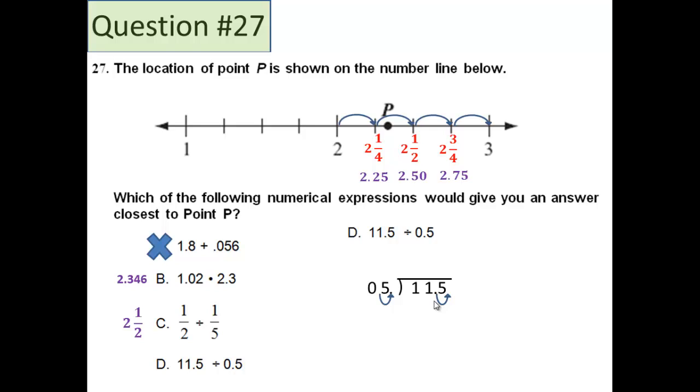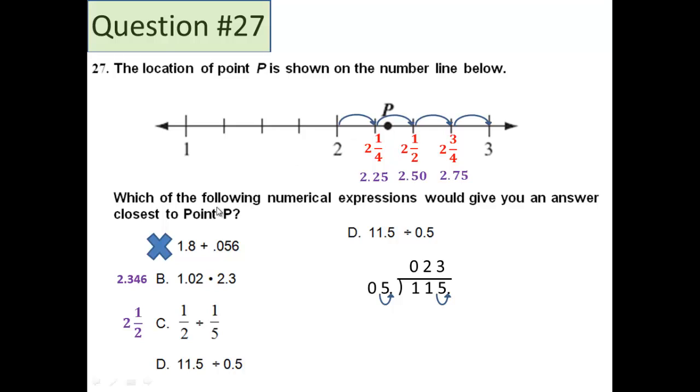Move it to the right once. There's your new decimal point. Goodbye to the old decimal point. This problem has now become 115 divided by 5. You could do the math on the side. I'm telling you straight up, it's 23.